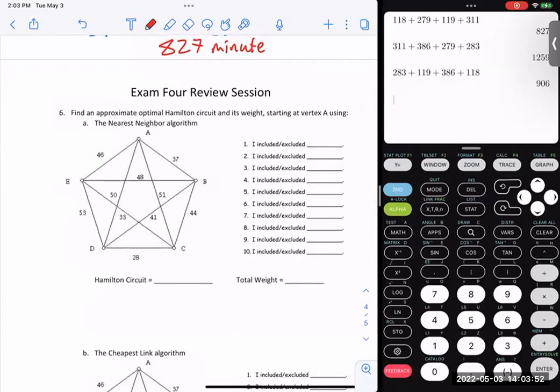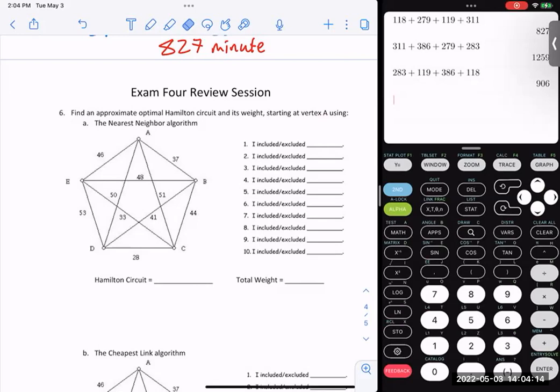So the rule for Hamilton is you don't want to travel to any vertex more than once, except to go back to where we started, right? So in this case, it says starting at vertex A. So I will travel to A twice just because I want to go back there when I'm done, right? Same thing as with the last problem. Like it makes sense if you're traveling, you would like to go back home when you're done, right?